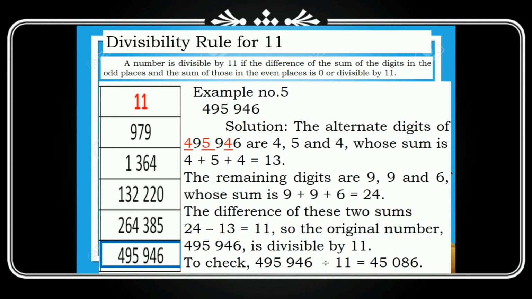So the original number, 495,946, is divisible by 11. 495,946 divided by 11 is equal to 45,086.